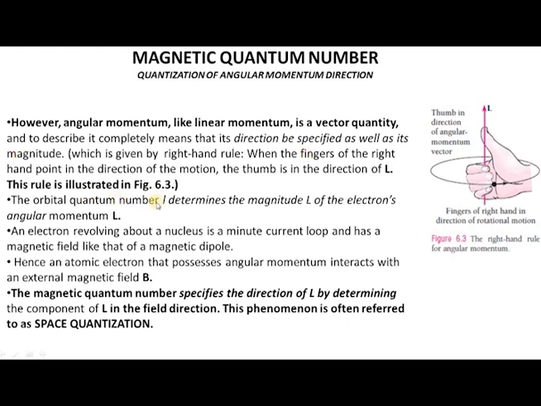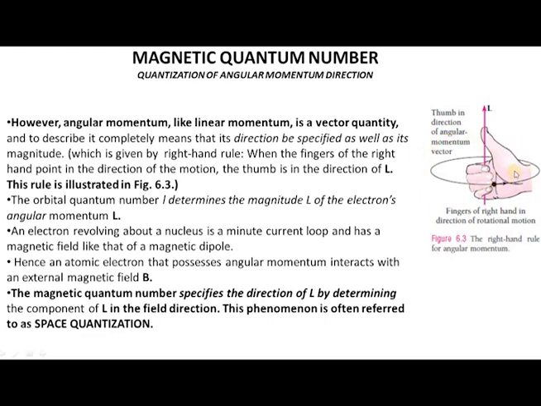So the orbital quantum number l determines the magnitude L of the electron's angular momentum. That is, the electron's angular momentum magnitude L is equal to root of l into l plus 1 into h cross. The electron is revolving around the nucleus in an assumed circular loop, and the moving electron can be considered a current loop.